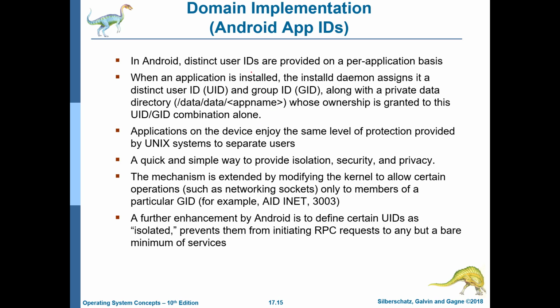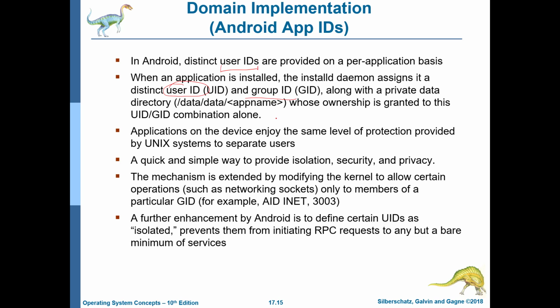Android's protection works slightly differently. Distinct user IDs are provided, in this case, on a per application basis. So when an application is installed, the installer itself provides it a distinct user ID, a group ID, along with a private data directory where it can keep its data, which is /data/app name, let's say. And the ownership is provided to this unique user ID group ID combination.